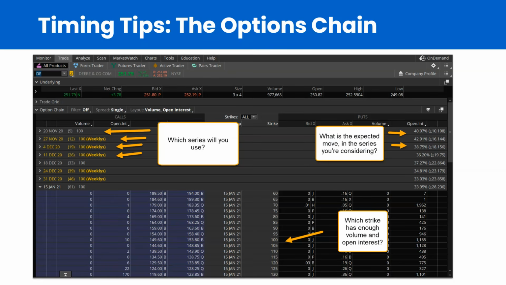And then I think you also want to take a look at the expected move. If I buy calls on, say, John Deere, and I buy them for the December 18th expiration, so I'm giving my trade about 30 days till expiration to work.